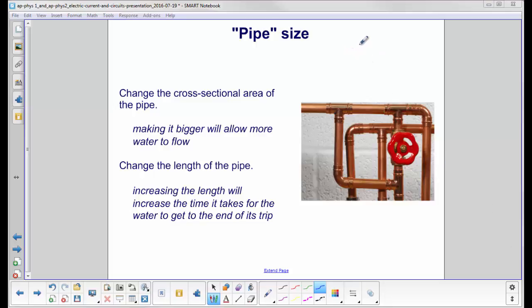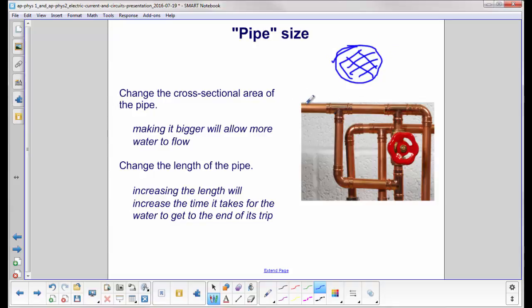In the cross-sectional area, if you look at a pipe end on, this is where the water is flowing, that we call the cross-sectional area. And if you knew the diameter of the pipe, you could cut that in half to get the radius, and then the cross-sectional area would be pi r squared. So if we make this bigger, more water is going to flow.